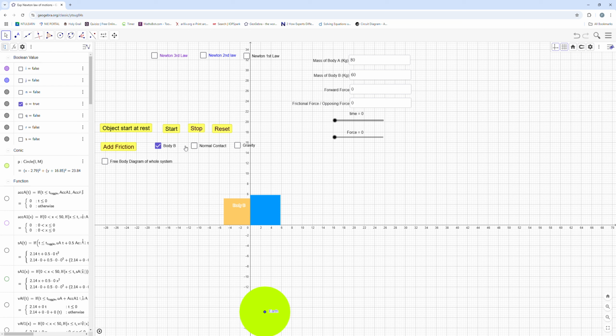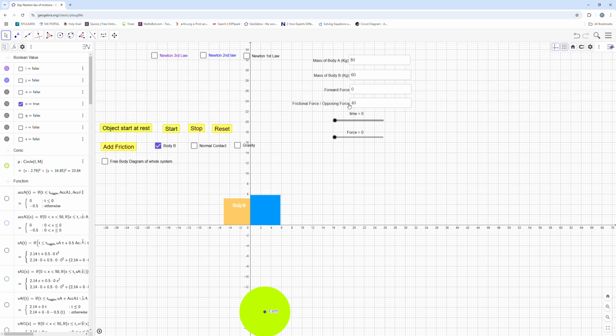If you just want to show the phenomenon to the students, what you can do is just press start, and the boxes will move. And they will just keep moving. Why? Because there is no friction. But after that, you can also add friction to simulate real life.